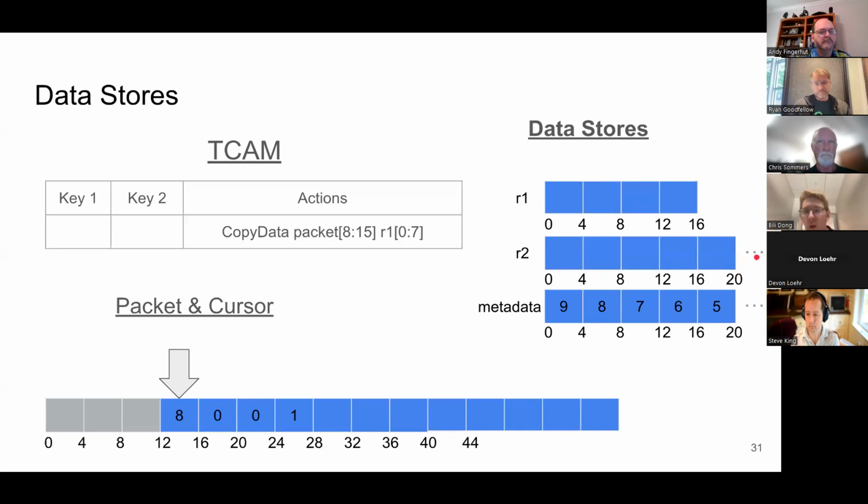The thing you can do with data stores is, well, read and write them. So for example, if you take a copy data action, this is saying we should copy the value from bits 8 to 15 of the packet into the first 8 bits of R1. Remember that packet locations are relative to the cursor, so 8 to 15 is really these 2 nibbles here. And so if we execute this action, we'll just copy them into R1. We can also just as well read between data stores, so we could copy, for example, the first 15 bits of metadata into the first 15 bits of R2. And that's just a very direct copy left to right, starting at the beginning, ending at the end. So data stores can be used in practice for a number of different purposes.